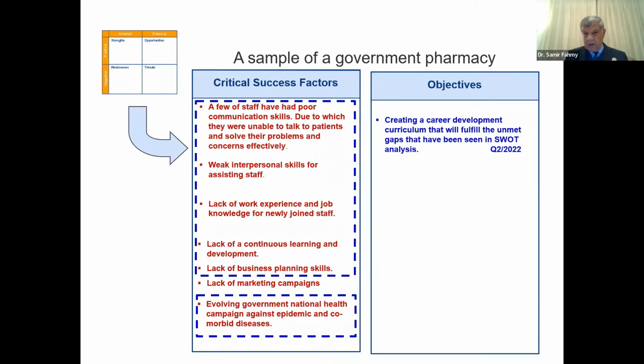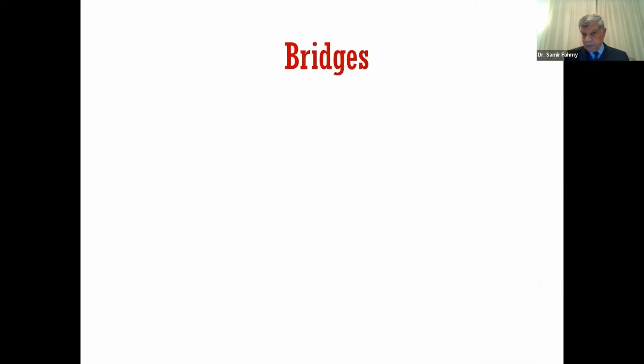So again, to make sure that everything is clear from SWOT, we take out what really matters from the critical success factor, or sometimes we call it key business driver or unmet gaps. And then we take the unmet gaps that are in favor of developing new steps or new capabilities. And then we take these gaps or critical success factors and we put the objective that will help solve these gaps and so on.